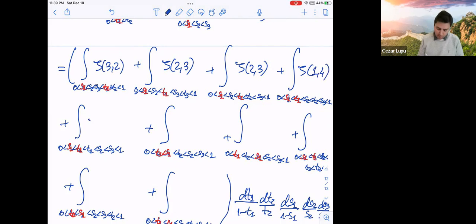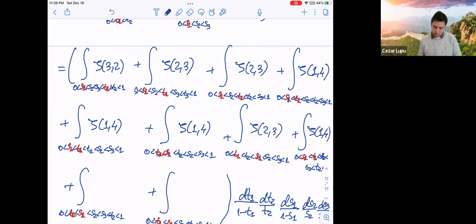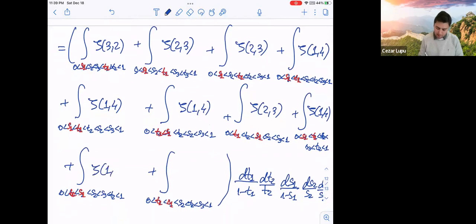Here I have zeta of 1,4. Again, double zeta of 1,4. Zeta of 2,3 again. I have zeta of 1,4. Zeta of 1,4. And the last one will be zeta of 1,4. So in weight five, we have the following.